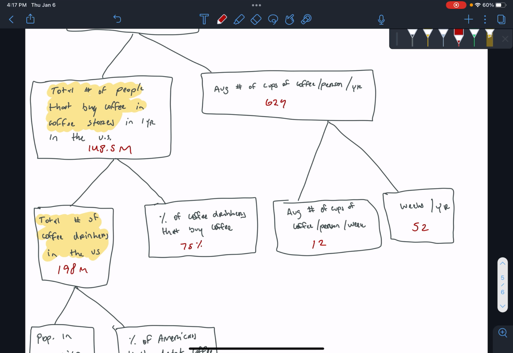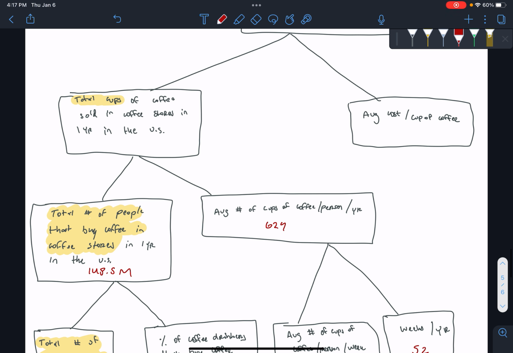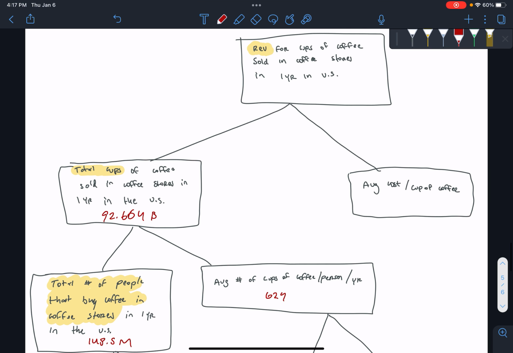So you might be saying, well, Nikolai, there are some people who drink more coffee per week, some people who drink less coffee per week. Again, this is an estimation. You could break this down by age groups and say certain age groups drink more and get really specific with it, but for this, we don't need to get too deep into it. So now we have 148.5 million on the left and 624 on the right. We'll multiply those two together to get 92.664 billion. This is the total cups of coffee sold in coffee stores in 1 year in the US, which seems huge, by the way.